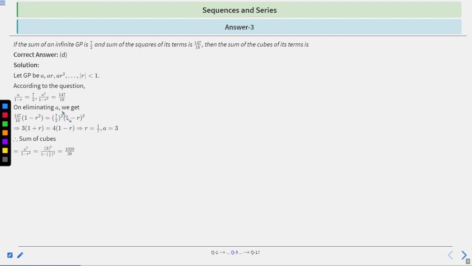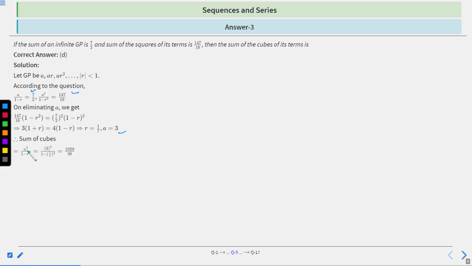Now on eliminating a, when we eliminate a from this to this, we get 147 upon 16 times 1 minus r square is equal to 7 by 2 square into 1 minus r square. After solving this in terms of r, we get r as 1 by 7 and a as 3. Now we have to find the sum of cubes of its terms. So it is also in GP.